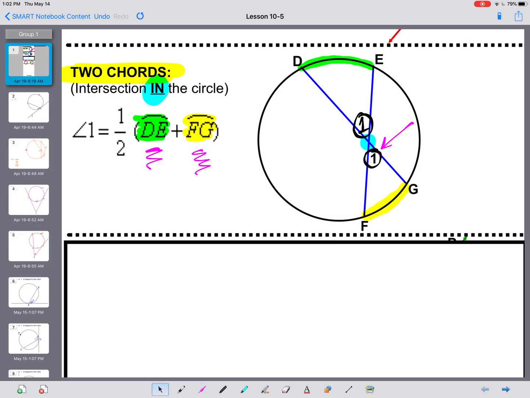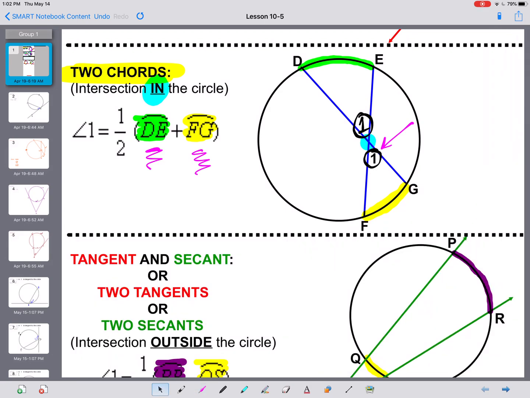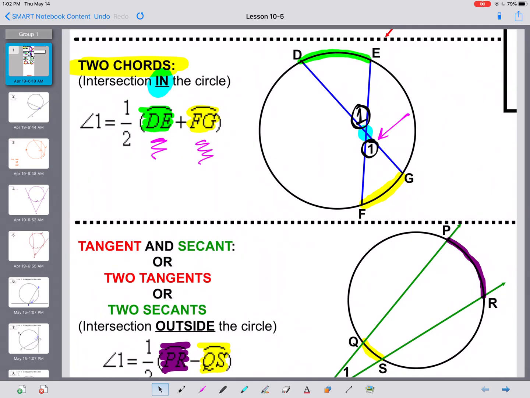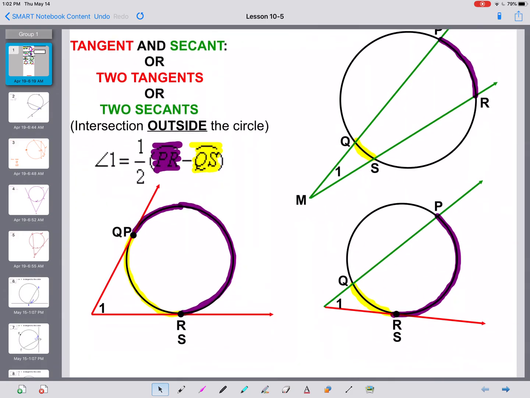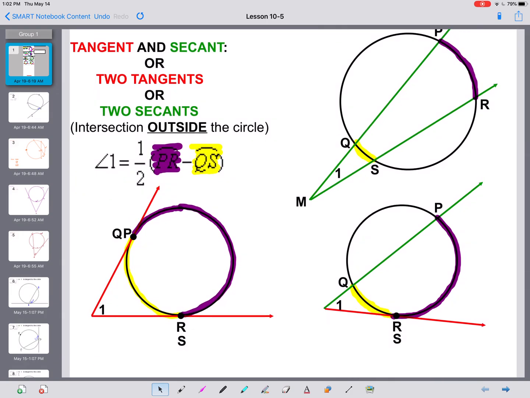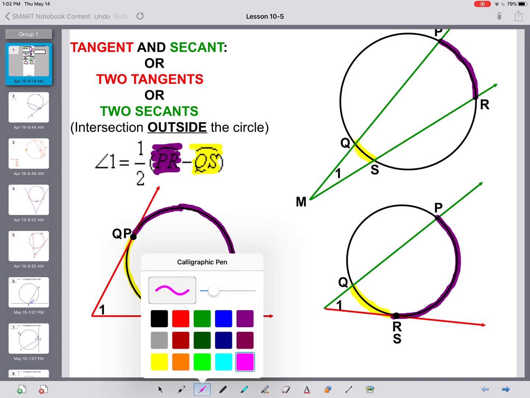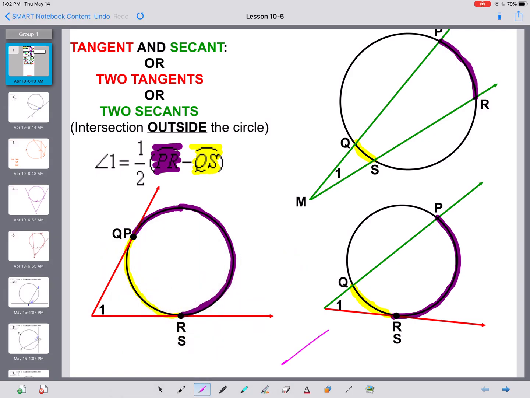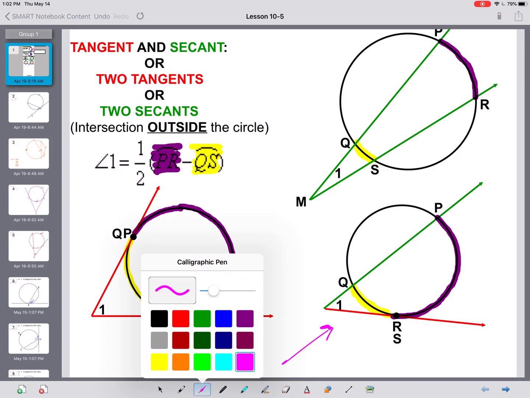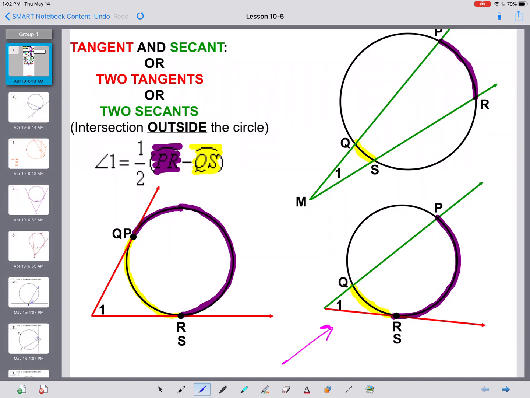Now the third formula. The third formula that we're looking at is this. Now this one here is good for a couple different types of pictures. It's good for, first of all, a tangent and a secant. That's like this picture right here, a tangent and a secant. Or it's also good for two tangents, like that. Or it's also good for two secants, like that.